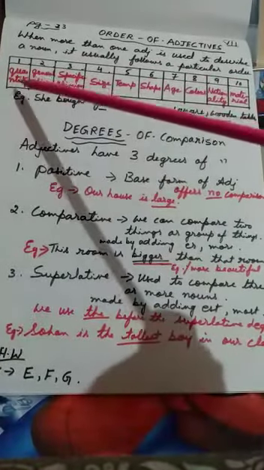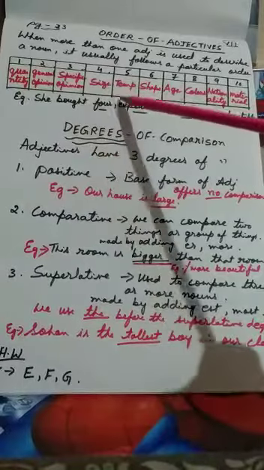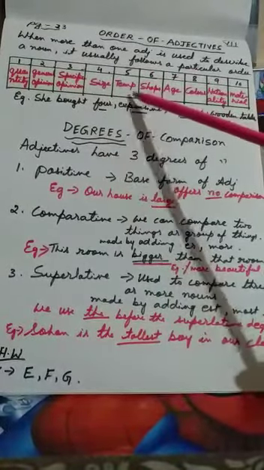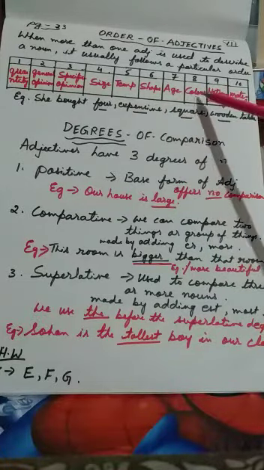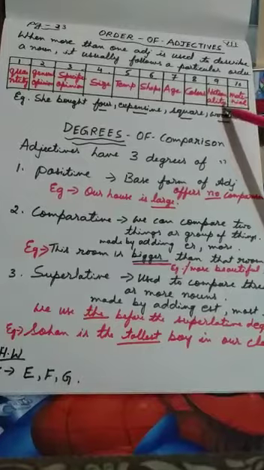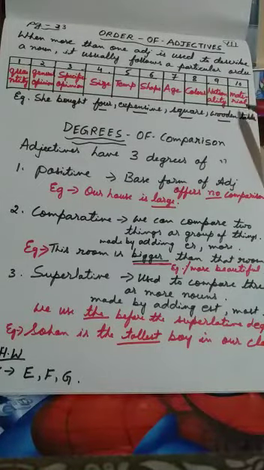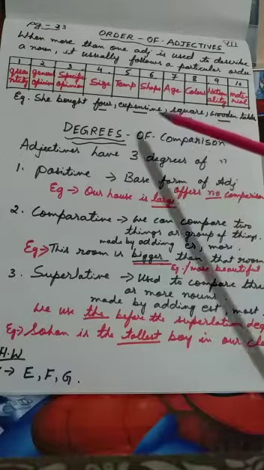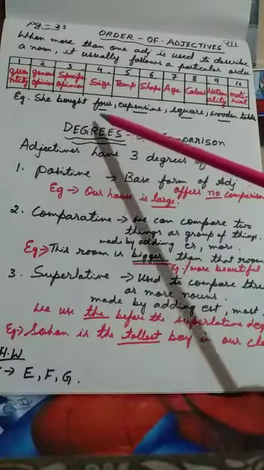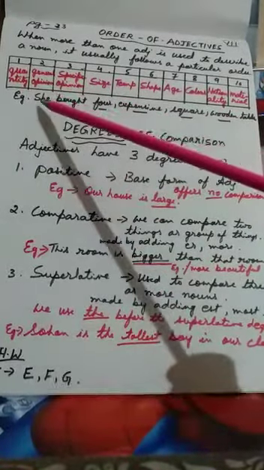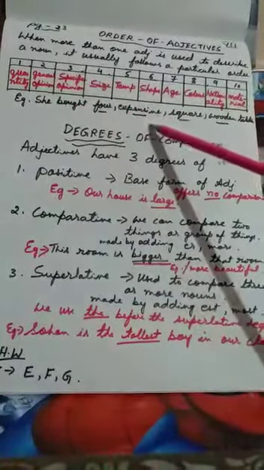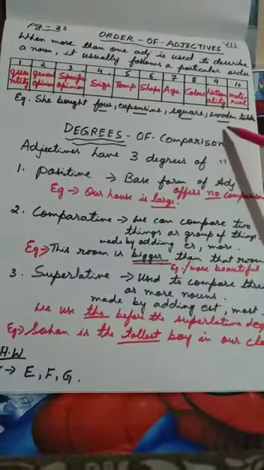So first comes quantity, then second general opinion, third specific opinion, fourth size, fifth temperature, sixth shape, seventh age, eighth color, ninth nationality, and tenth material. Now suppose, for example, in a sentence we have four different adjectives. So how will you arrange? She bought four expensive square wooden tables.